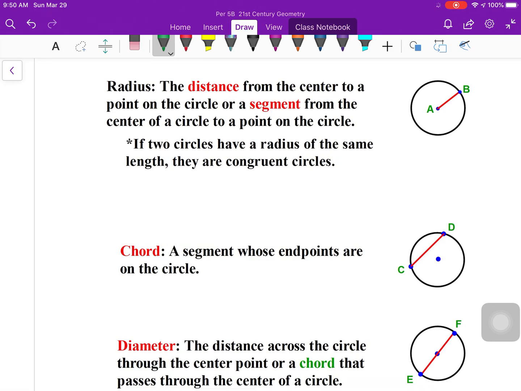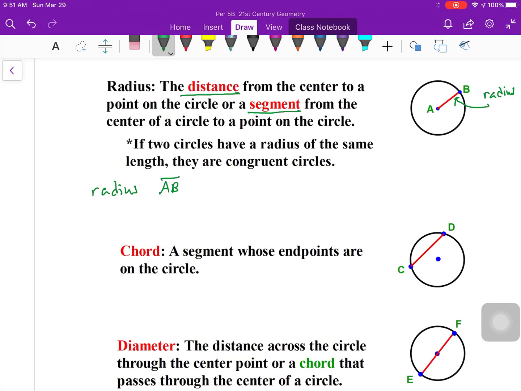The next vocabulary word is radius. And a radius can be either a distance from the center of a circle to a point on the circle, or it can be a segment from the center of a circle to a point on the circle. And when we name a radius, typically we're naming the segment itself. So the radius here that we see in red over there would be the segment AB. So this is a radius.